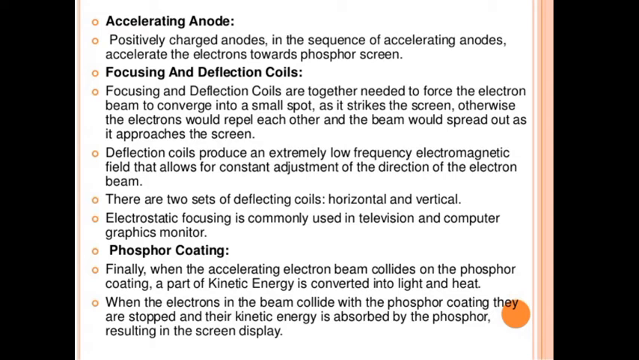The last component of the CRT is the phosphor coated screen, where the accelerated electron beam will strike and produce light or a picture on the screen. When the electrons in the beam collide with the phosphor coating, they are stopped and the kinetic energy is absorbed by the atoms of the phosphor, resulting in the screen display.